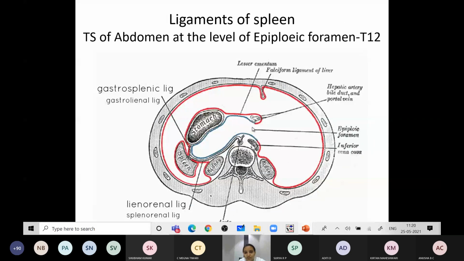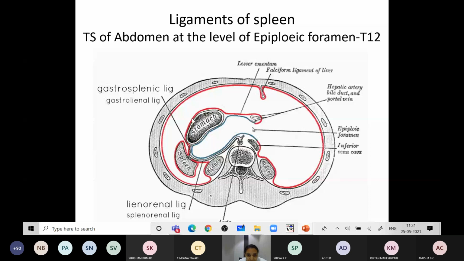If we take a transverse section at the level of T12, you can see this red line is the peritoneum of the greater sac. The blue line is the peritoneum of the lesser sac. This is from the liver. It extends downwards. This is the lesser omentum, with the right free margin containing the three structures: the hepatic artery, bile duct, and the portal vein. At the free margin, the two layers, the peritoneum of the greater sac and the lesser sac, are continuous.